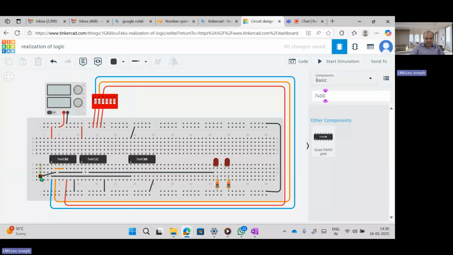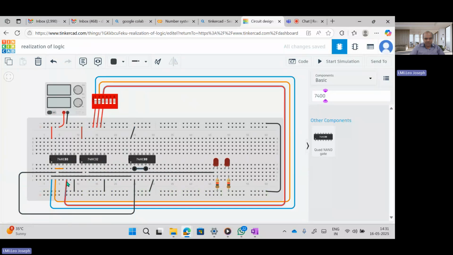Sorry, this is not coming, so I am taking it from here, don't get confused. From the second pin I am taking and connecting with the second pin, right? Third pin is the output, you can leave. Second and fourth pin should be shorted, and the fifth pin will be direct input.